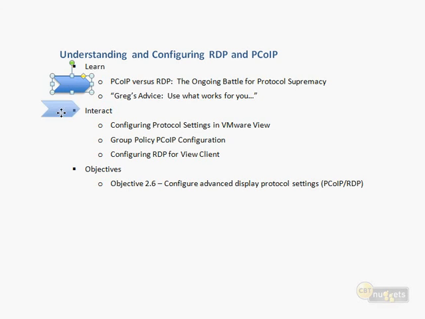Then in the interaction portion, we talked about how to configure the protocol settings within VMware View. I showed you the very small number of settings that are available there. And then I dug fairly deeply into the group policy configuration for PC over IP. I hinted at some of the RDP stuff as well. And then I pointed you specifically to that one setting you have to be careful of to ensure that you've got it set for the View client.